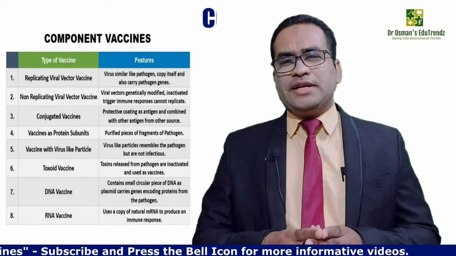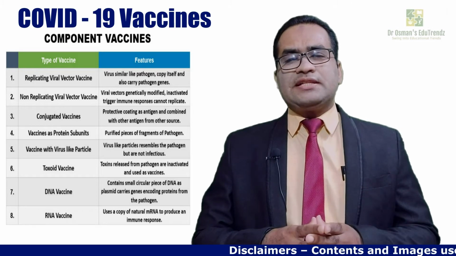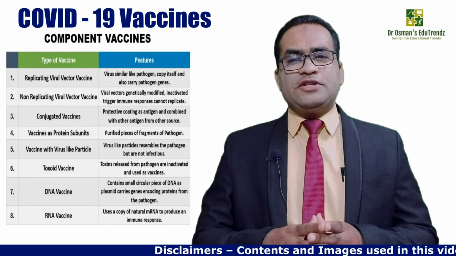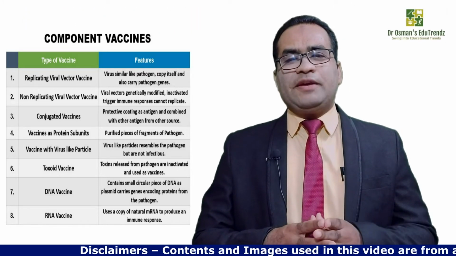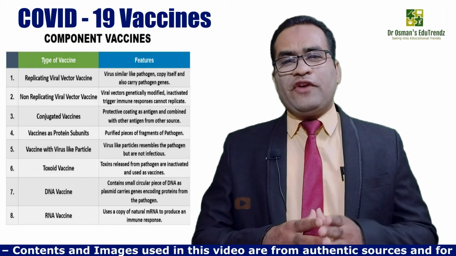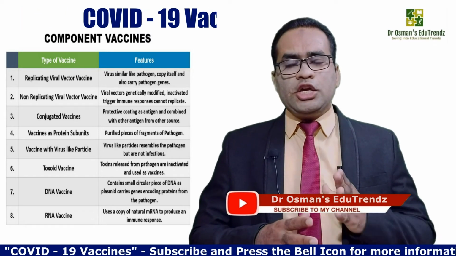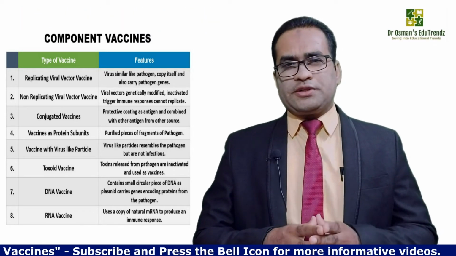The fourth type is vaccines as protein subunits. This type of vaccine contains purified pieces or fragments of the pathogen which have the ability to stimulate immune cells and produce antibodies.